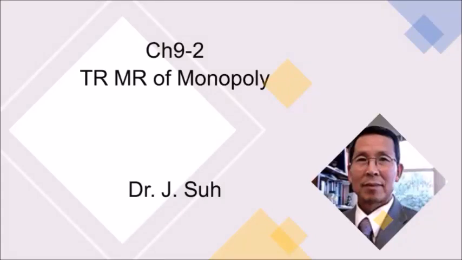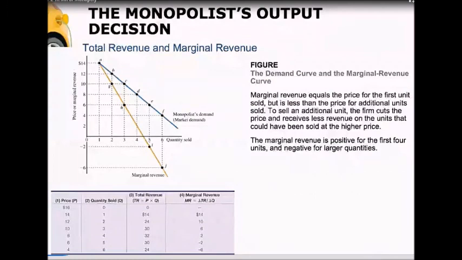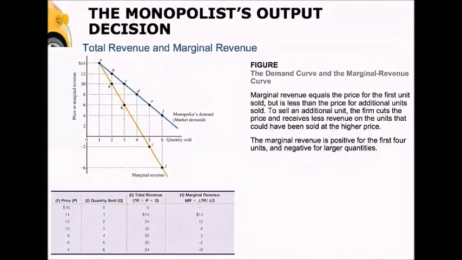Now let's look at how a monopolist makes the choice of how much output to produce. A monopolist has a different decision than a perfectly competitive firm. Remember, the perfectly competitive firm was a price taker, so its marginal revenue was equal to whatever the market price is. For a monopolist, it's a little more complicated. A monopolist has market power because the monopolist is the only firm producing in that market. So it faces the market demand curve.